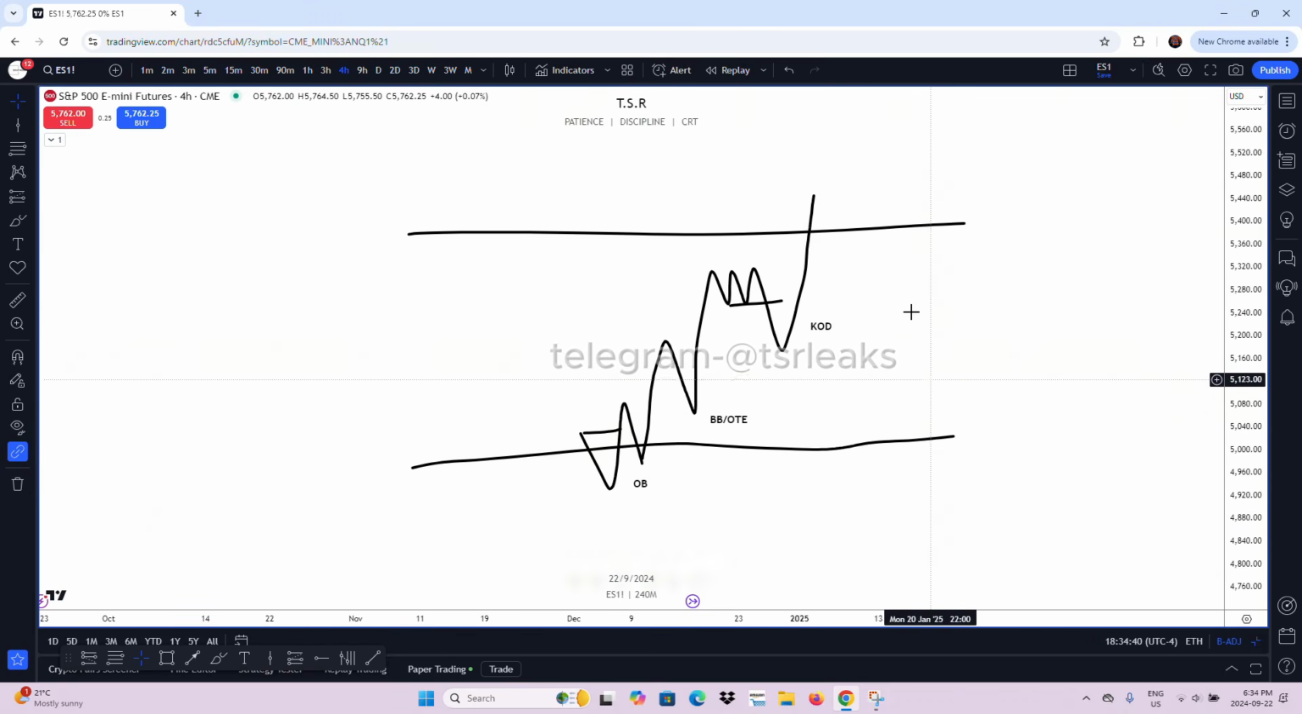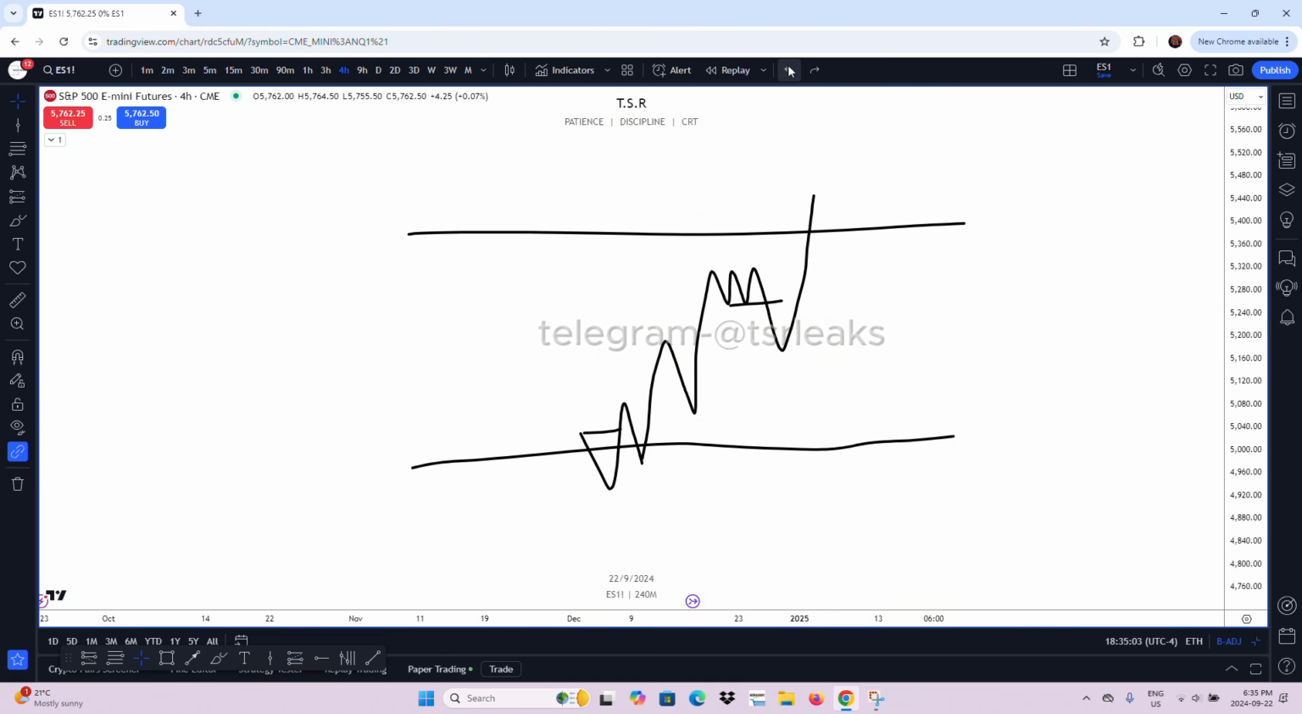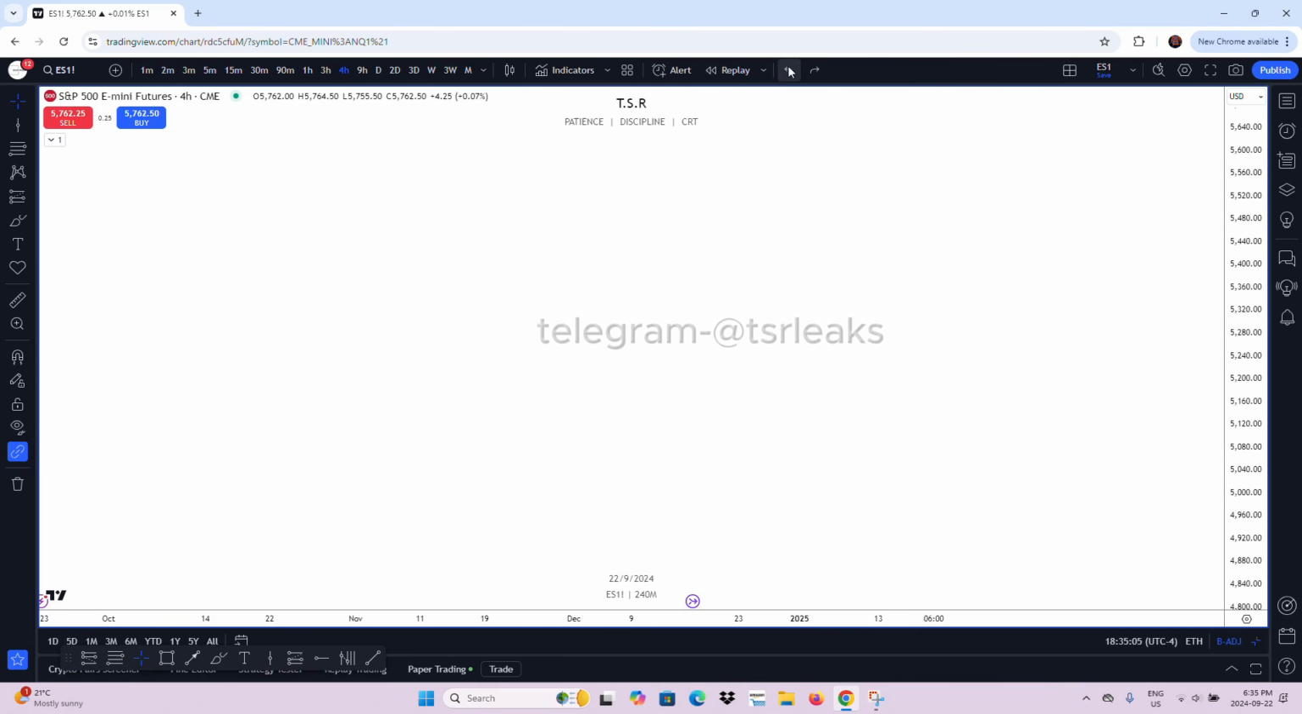There are 3 sequences within the sequence, of course. There are 3 different things to be looking for. Firstly, this, of course, is going to be the CRT high and CRT low. And this pattern will form all the time. You will always see this form. Okay? Now, there's more things to look into.